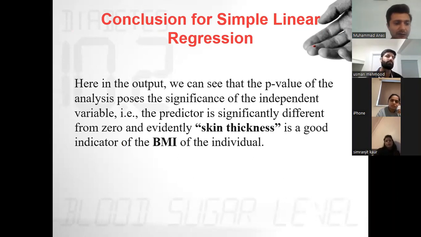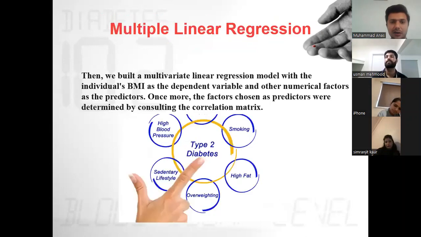So we can see that the p-value of the analysis displays the importance of the independent variable in the output. This means that the predictor is substantially different from zero, and it is clear that skin thickness is a good predictor of the individual's BMI.